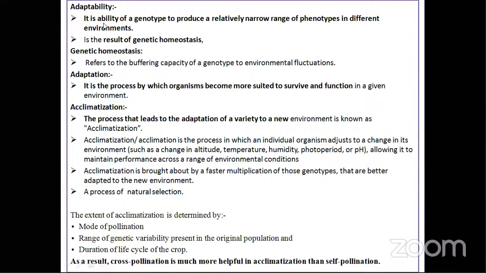So adaptability is the ability of genotype. It is an ability of genotype to produce a relatively narrow range of phenotypes in different environments. So what it is telling is, it is the tendency of a genotype that it will produce a certain kind of phenotype only, whatever the environment may be, whether cold or hot. Wherever you grow it, in a hot climate, temperate zone or tropical zone, it will produce a certain kind of phenotype only. That capacity of the plant is called adaptability.